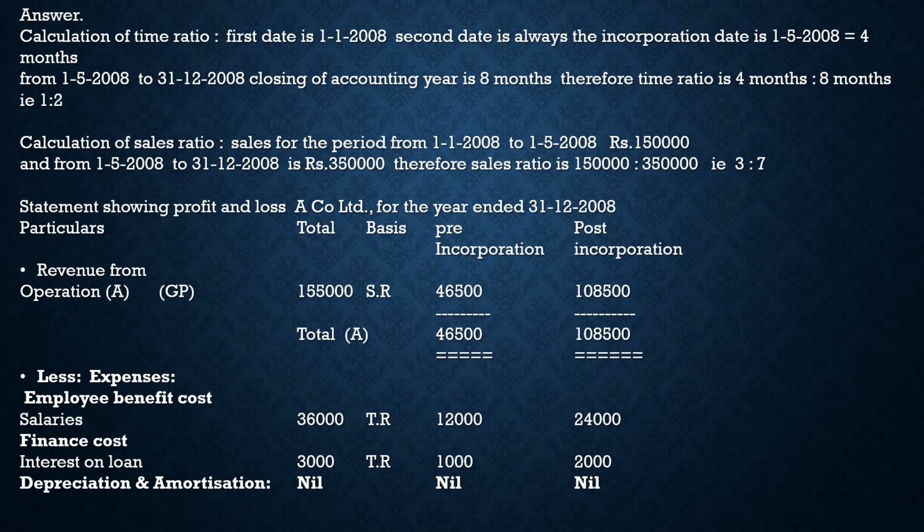Is it clear? Now we are going to calculate the sales ratio. The sales here is clearly given for the first 4 months as 1,50,000. When you read the sum, you will understand. Then for the remaining months it is given as 3,50,000. Therefore 1,50,000 is to 3,50,000, which is nothing but 3:7. We can take this in 5's table. You'll get 3:7. So that will be your sales ratio. Now we'll do the answers.